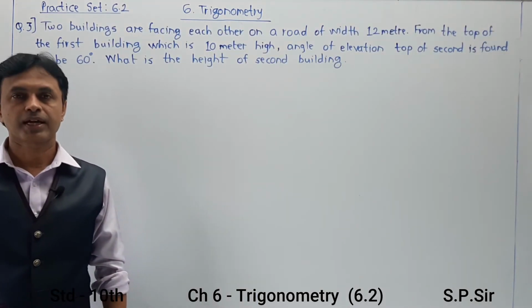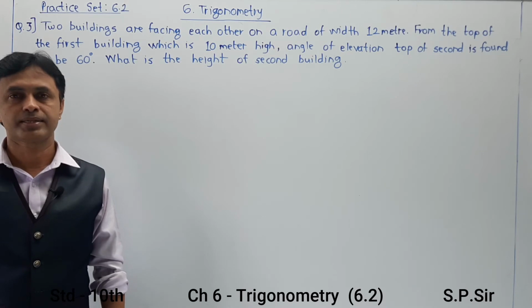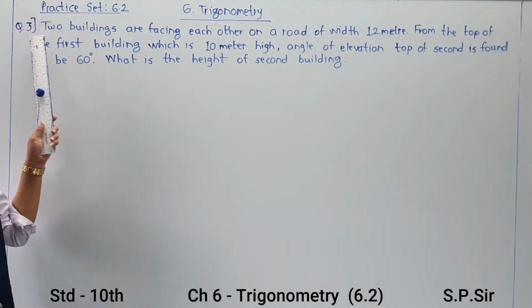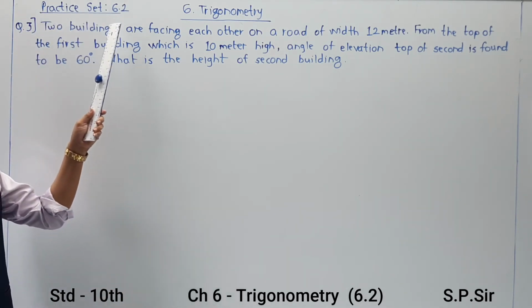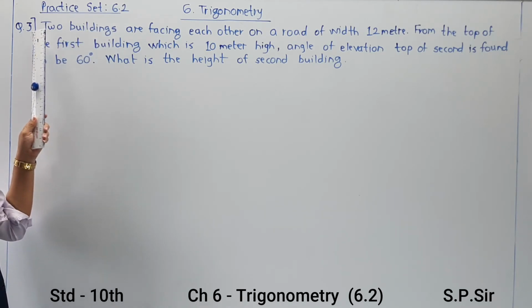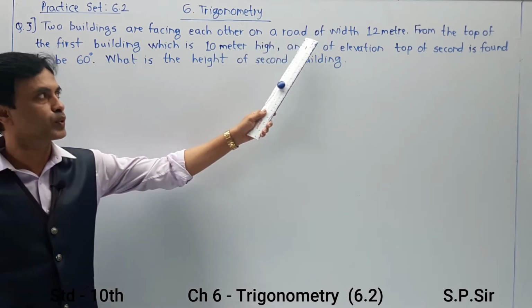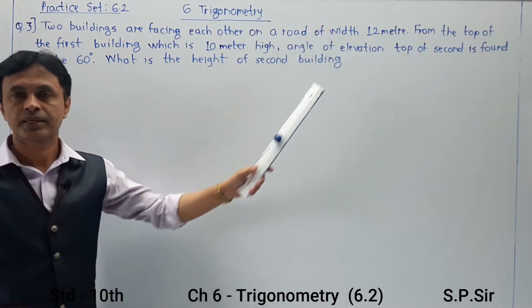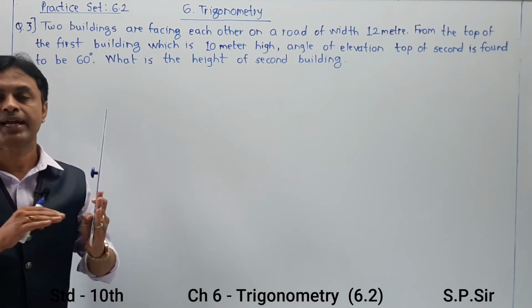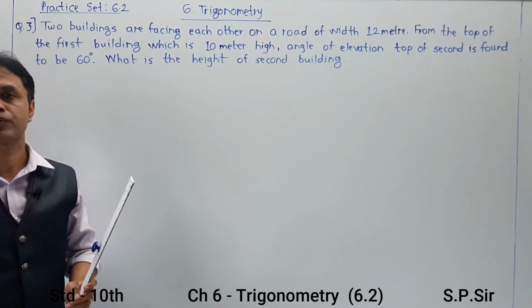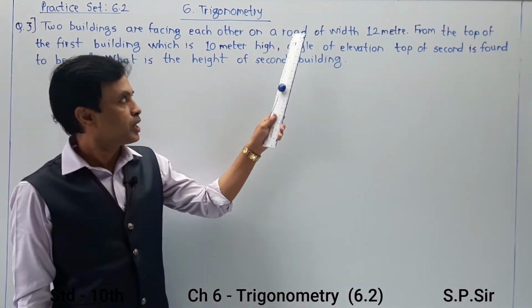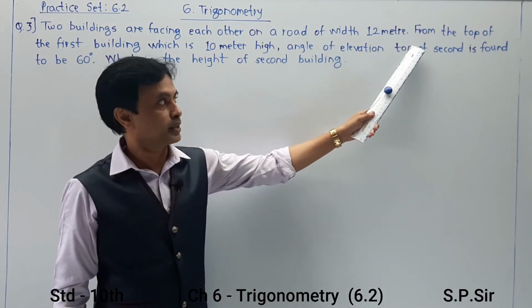Hello friends, continuing with the last numerical. Now we are in numerical number 3 of exercise 6.2. The question is, two buildings are facing each other on a road of width 12 meter. Means there are two vertical buildings and there is a road between them which is 12 meter wide.